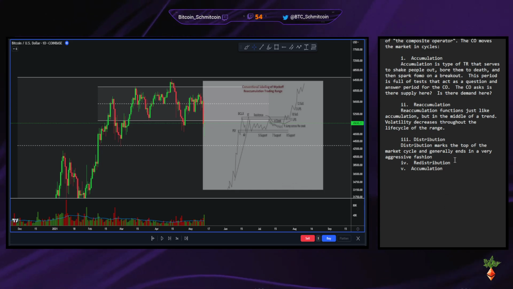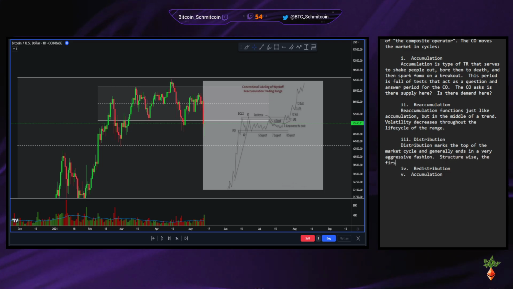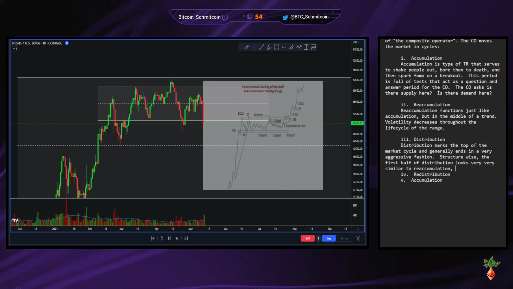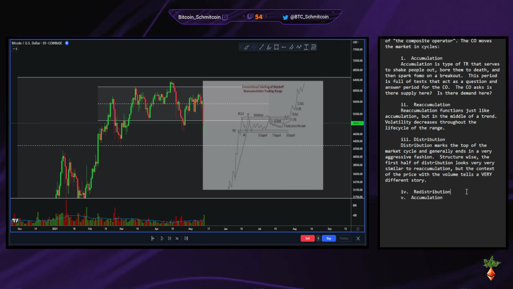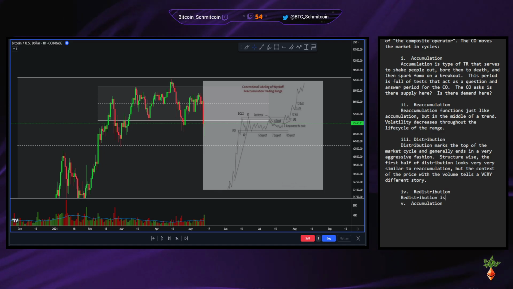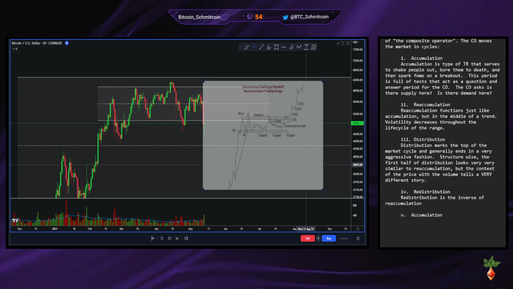So what else can we say in an aggressive fashion? Structure-wise, the first half of distribution looks very, very similar to reaccumulation, but the context of the price action with the volume tells a very different story. And then redistribution is the inverse of reaccumulation. It's like reaccumulation, but on the downside.